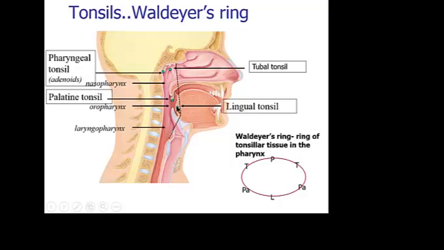Then come down in the midline to the lingual tonsil. So here is the lingual tonsil. So lingual and pharyngeal are single. They're only present in the midline. Then from here, go on to the palatine of the other side, to the tubal of the other side, and back to pharyngeal.